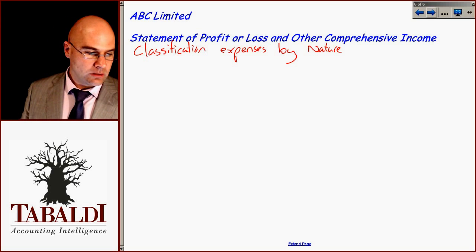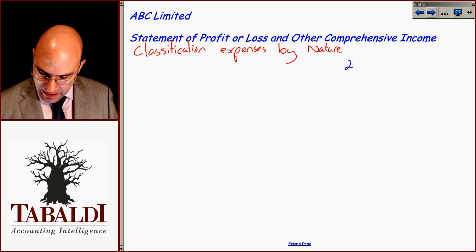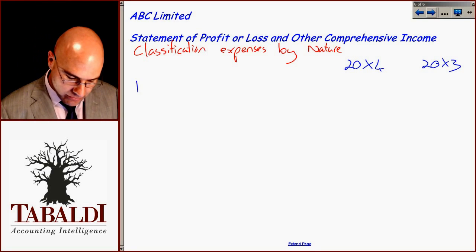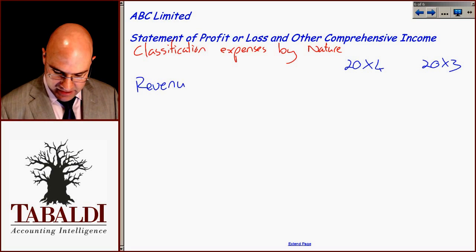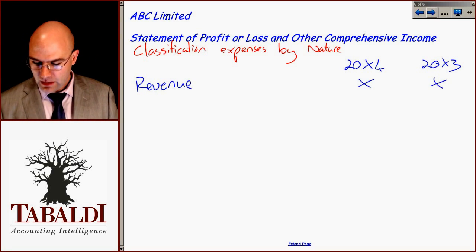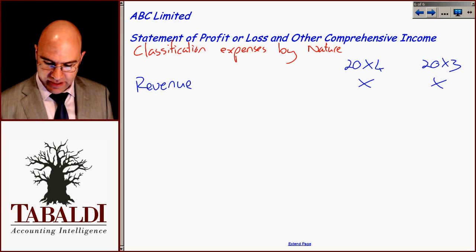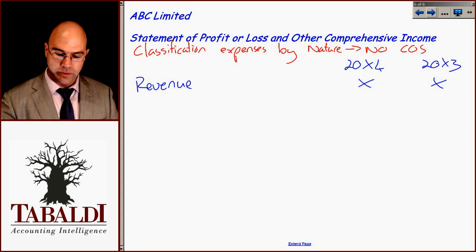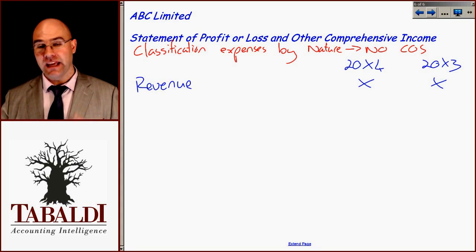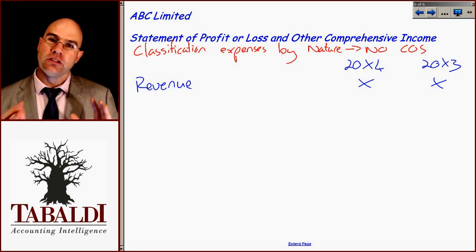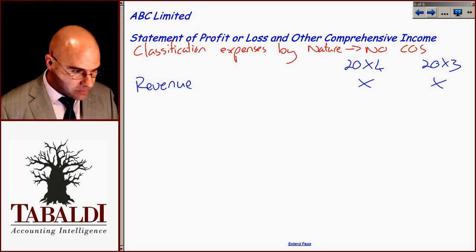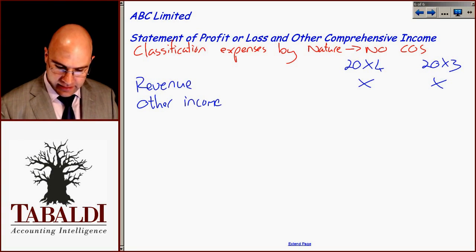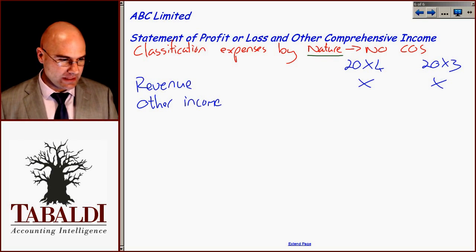There we go. Now, by nature, we're still going to have our two headings, being the current year and prior year. Revenue is going to be the same. That's not an expense, not going to be messed with. But you'll note here that there is no cost of sales. Okay, so I'm going to write no COS, no cost of sales. What we are going to have is we'll take each type of expense and put it by the nature to which it relates. And you'll see what I mean now. Let's put revenue and other income first to get those out the way. And then we're going to look at the expenses by nature. I'm going to write them out in a different color pen.